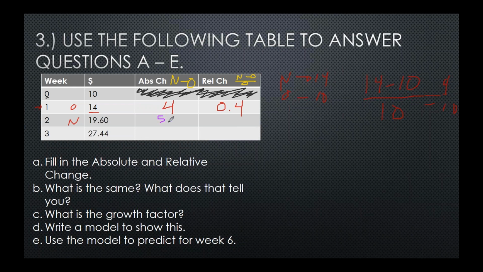So hopefully you found 5.6 and 0.4 for week 2. And then for week 3, 7.84 and 0.4 for week 3. Any questions on filling out the table? Okay. All right, so now we filled in absolute and relative change. So now let's go to, okay, what do you notice? What do you see? Give me some observations of this table.